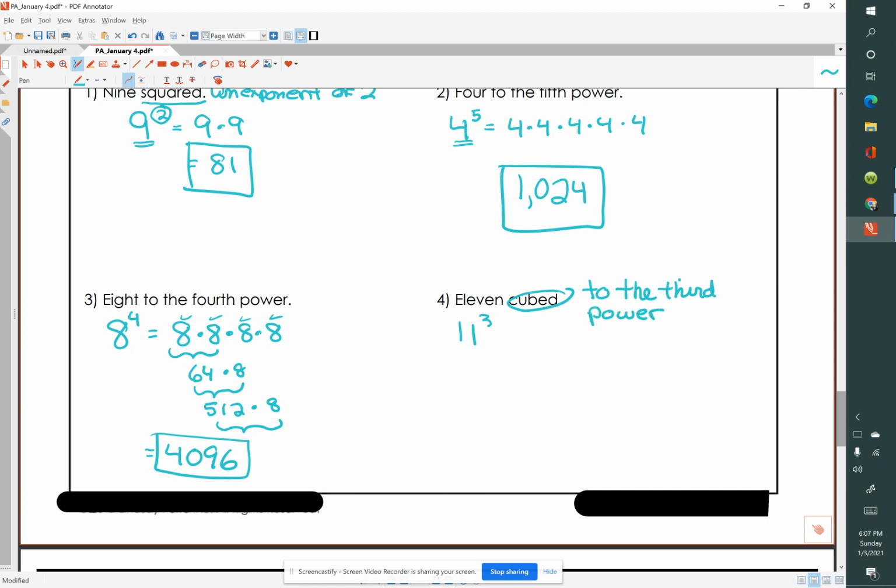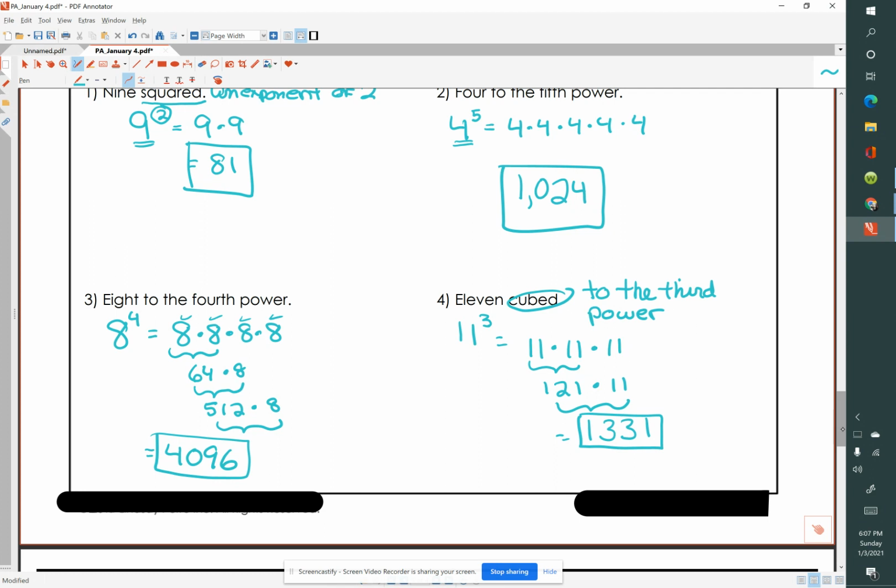To the third power means an exponent of 3. So that would be 11 times 11 times 11. So 11 times 11, you may know this from your math facts, is 121. And then 121 times 11 is 1,331. So 11 times 11 times 11 is 1,331.